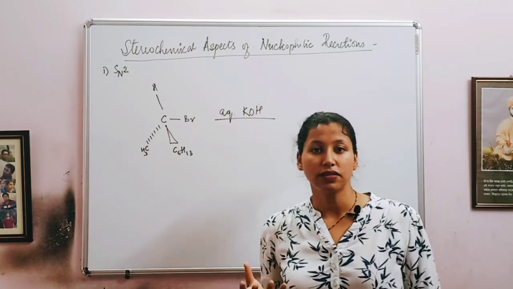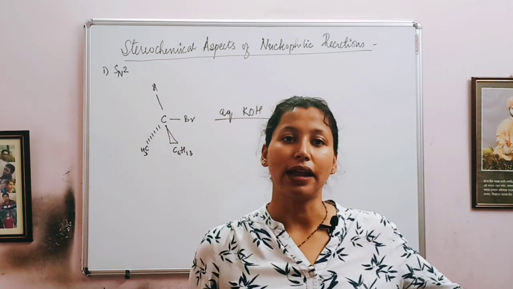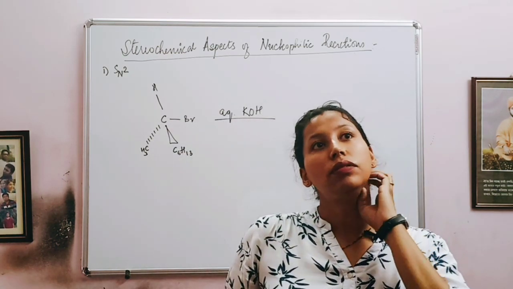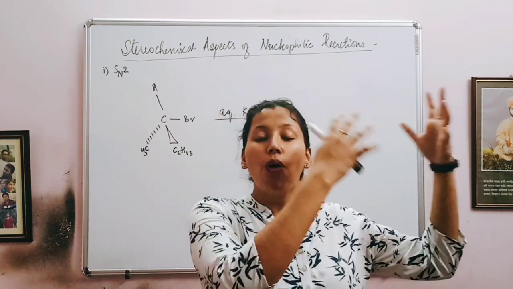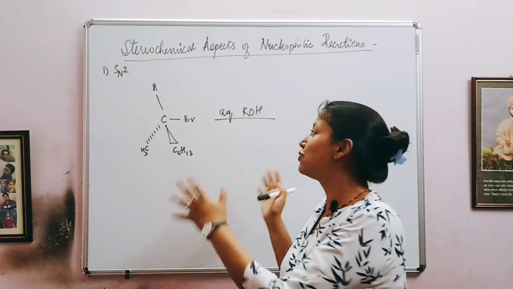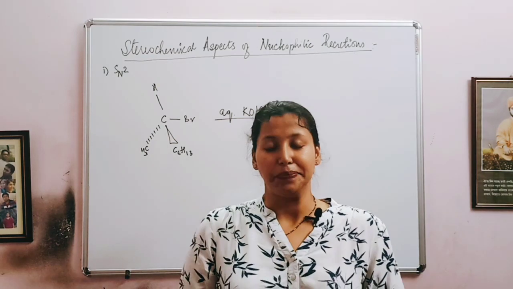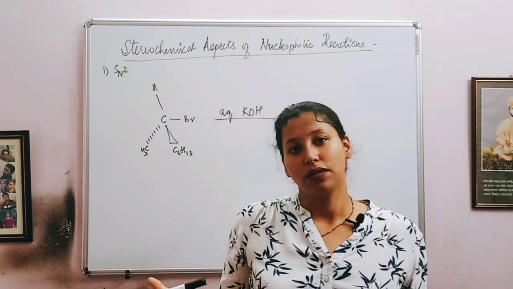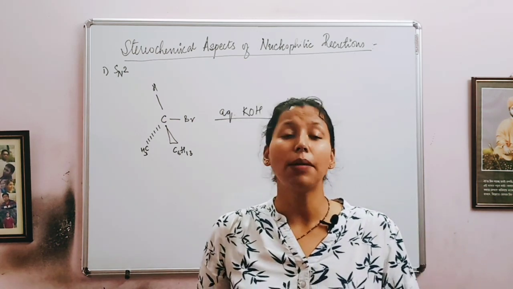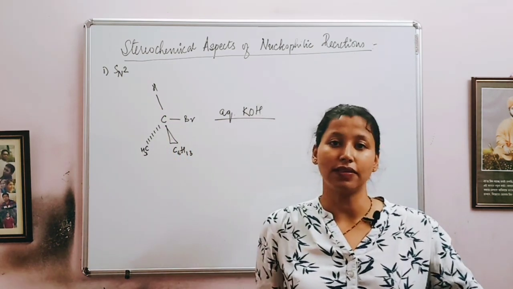Now we have discussed optical activity and a few terms under it. You learned about chiral carbon, plane of symmetry, and enantiomers. Now all this optical activity knowledge we need to apply in our nucleophilic substitution mechanism. What happens to the optical activity, or to the nature of a molecule, when it undergoes Sn2 reactions and when it undergoes Sn1 reactions?